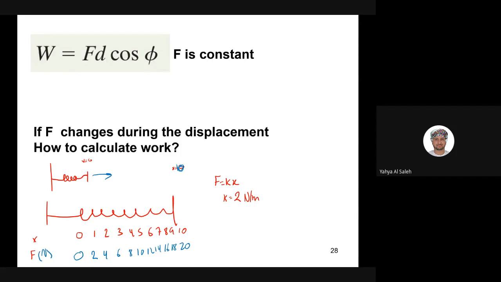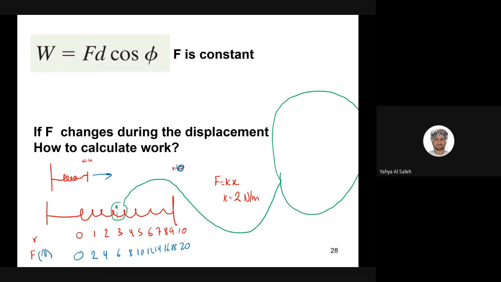Amar's onto something when he said add them all up, find the work for each point and add them all up. But I have one question, Amar. What about this point? So if I zoom in, I will see that in here I have 2.1, 2.2, 2.5, all the way until 2.9.